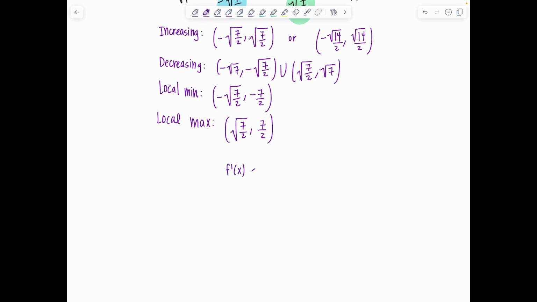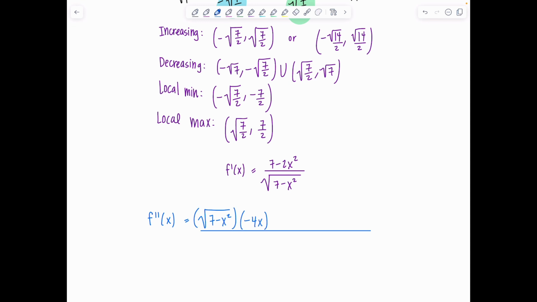Okay, so f prime of x is 7 minus 2x squared over rad 7 minus x squared. Here we go. I always sing the song. If you're not familiar, I'll link a video where I explain it. F double prime of x. So low d high minus high d low, square the bottom, away you go. That's the quotient rule. Low means you write the denominator. D high means you multiply by the derivative of the numerator, that's negative 4x, minus high, so that's the numerator because it's high over low.